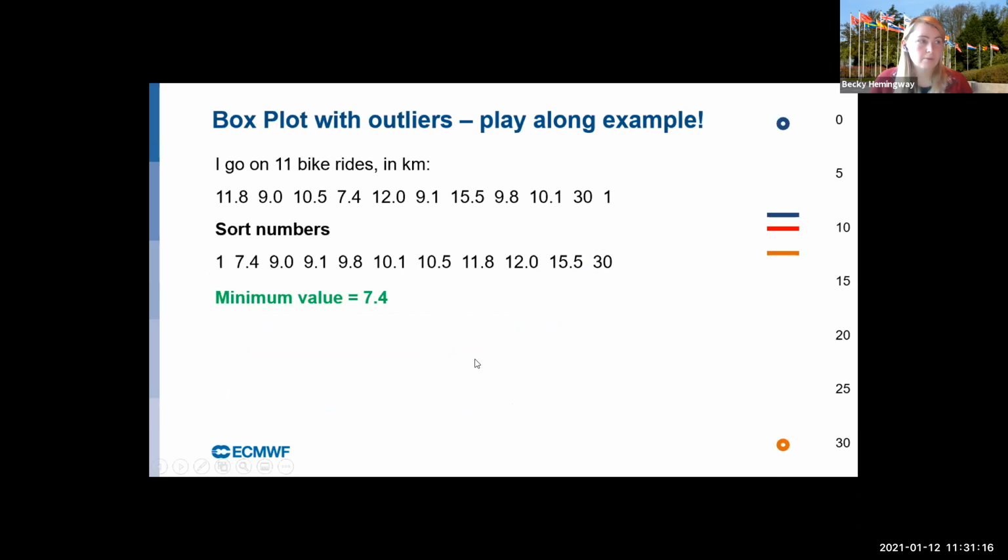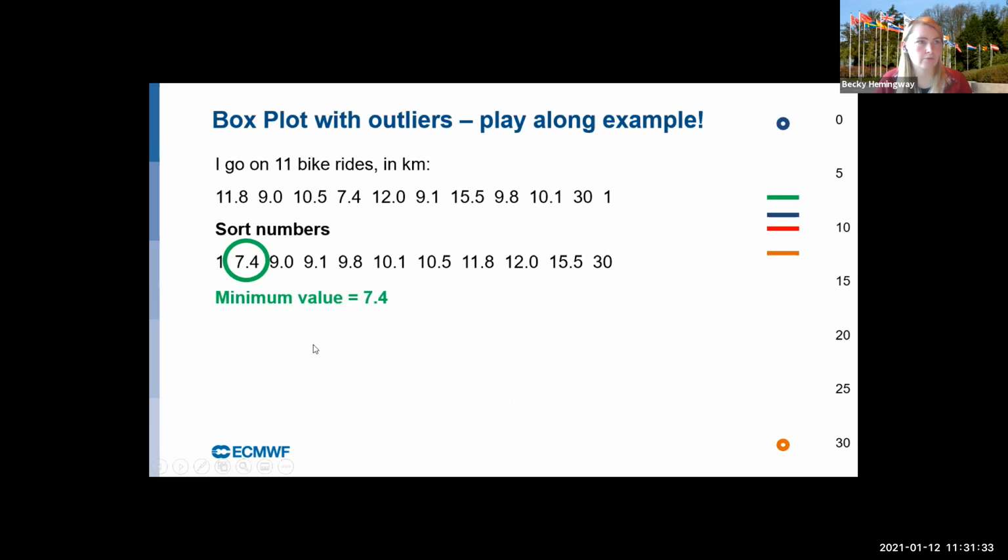Now we still need our minimum and maximum values, in order to finish our box plot. We kind of ignore the outliers in this case. So our minimum value for our box plot is the minimum value not including outliers. In this case, it's 7.4.